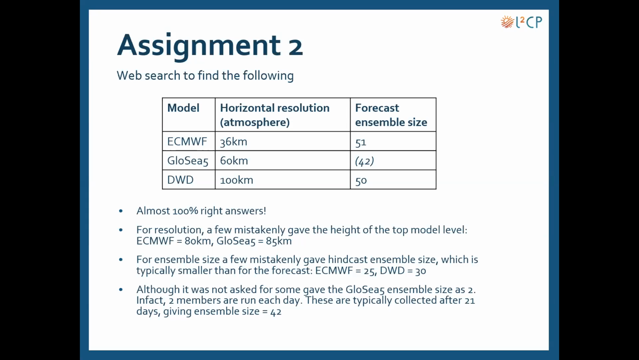For those interested, some did answer that the GloSea5 ensemble size is only 2, because that is what it says on the website, but that's not right. Well, it's right in the sense that we run 2 members every day, and then we wait for 21 days before we use them, and we collect them all up. And 2 a day for 21 days makes 42.